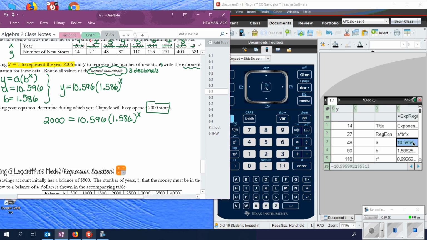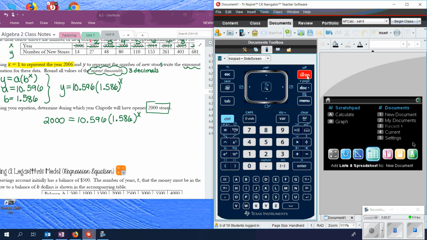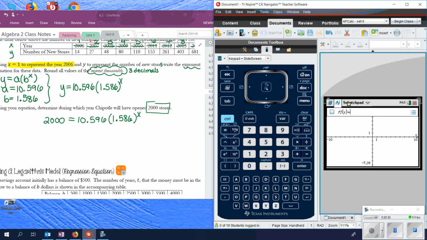But you know what you do have is a calculator. So according to our model, we're going to go here. We're going to go to our graph. And we're going to type in our function 10.596, 1.586 to the x. We're going to graph that. And we're also going to graph 2,000. We're finding where these two things are equal, also known as we're finding where they intersect, which means I have to change what I see here. So up here, I'm going to go to like 2,500. Oops.